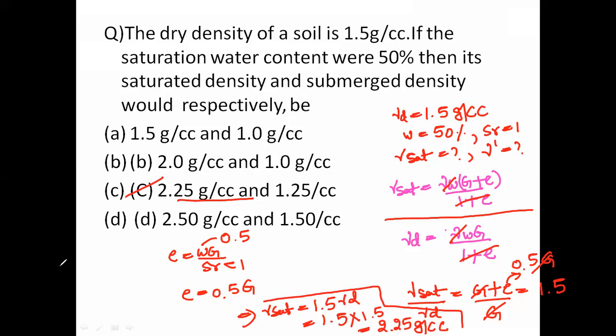Now if we know that gamma sat is 2.25, gamma dash is equal to gamma sat minus gamma w. Gamma sat is 2.25 and gamma w in terms of gram per cc is 1. So it will be 1.25 gram per cc. Therefore, this is also another option which is correct. Okay, so let's move on to the next question.